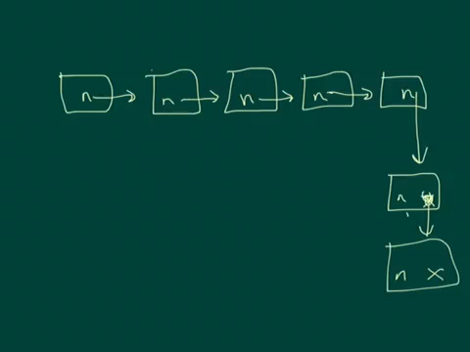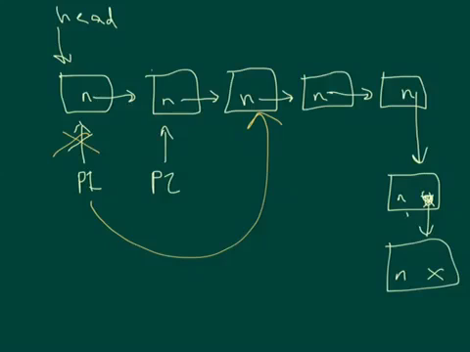So the first thing we do is we create two pointers. We say pointer 1 points to head, and let's say this is head. And pointer 2 points to head.next. What we want to do is increment pointer 1 so that it moves down 2 nodes. So now it's pointing here. So it's pointing at every other node.